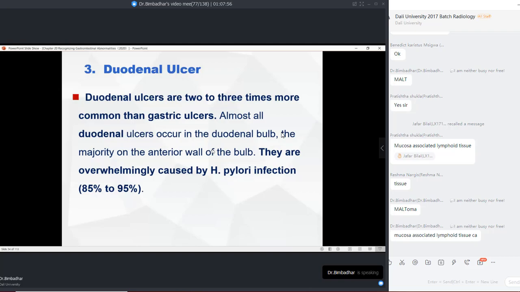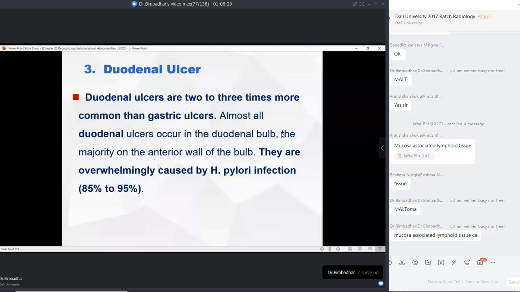So in a gastric ulcer, the presence of food causes pain, but in a duodenal ulcer, the presence of food relieves the pain. Both of them are caused by H. pylori. One occurs along the lesser curvature of the stomach, the other along the first part of the duodenum. It occurs in the duodenal bulb, and the majority happen along the anterior wall of the bulb.